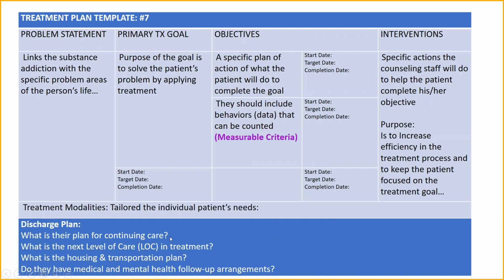And the discharge plan needs to have some level of detail in terms of what's going to happen to the person once they leave this current level of care? Where are they? What is the targeted next level of care? What is the housing and transportation plan? Can they get to the next level of care? And do they have medical or mental health follow-up arrangements?